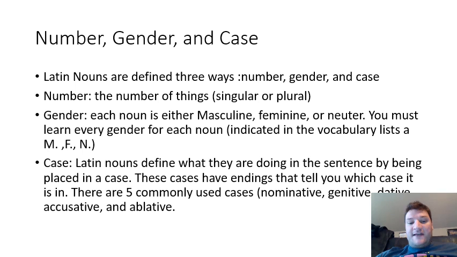The other thing that Latin nouns have, and how you know what they're doing in a sentence, and this is the most important part, is its case. They're defined by what they do because of the ending. That ending gives you not only number and gender, but also case. Case is going to tell you if it's the subject, the direct object, whatever it's doing in the sentence. And there are 5 commonly used cases: nominative, genitive, dative, accusative, and ablative.